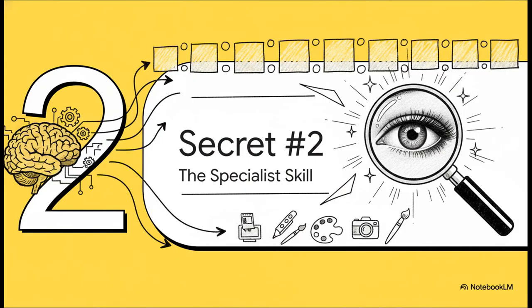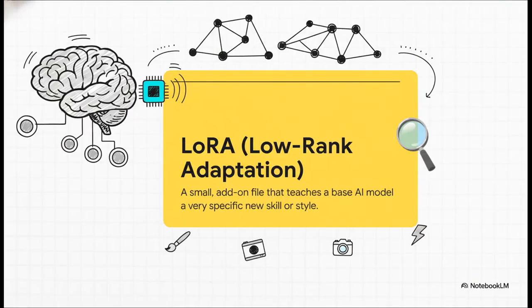So, a powerful brain is great, but a generalist can't create that kind of perfection all by itself. For true hyper-realism, you need to give that brain a highly specialized skill. And honestly, this is where the real magic starts to happen. And that specialist skill, it comes in the form of something called a LoRA. Now, a LoRA isn't a whole new AI model. It's not that complicated. Instead, it's this tiny, super focused file. It's kind of like a little skill pack that you add right on top of your main foundation model.